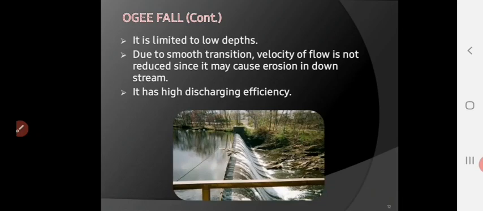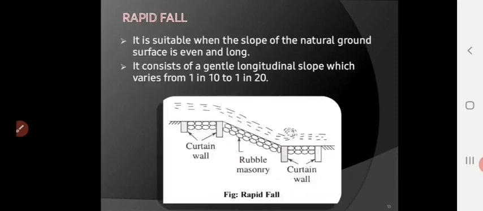This is the actual figure. Due to smooth transition, velocity of flow is not reduced, since that may cause erosion in the downstream. It has high discharge efficiency. It is nothing but a smooth curve, a smooth passage. So the velocity difference is very less at upstream and downstream of that particular structure. In case of ogee fall, the downstream bed may erode and the discharge we cannot control much, so the discharge is good, efficient discharge.